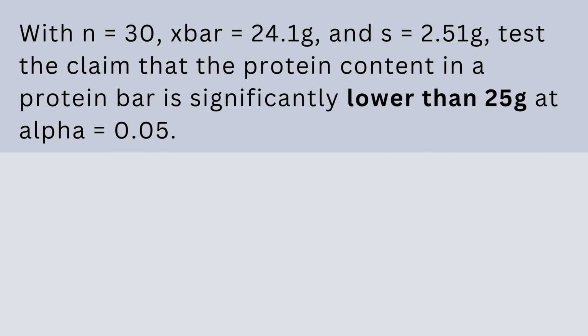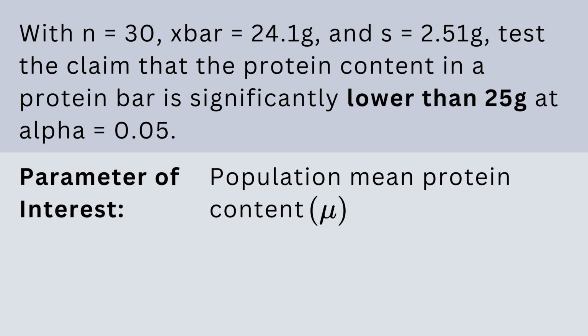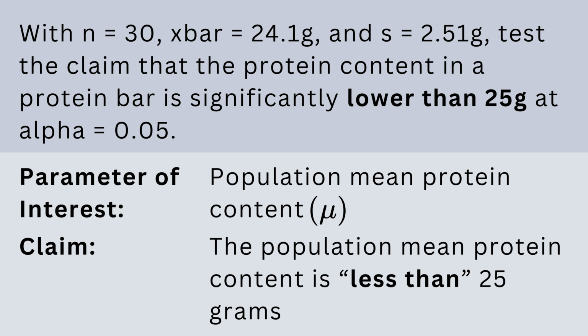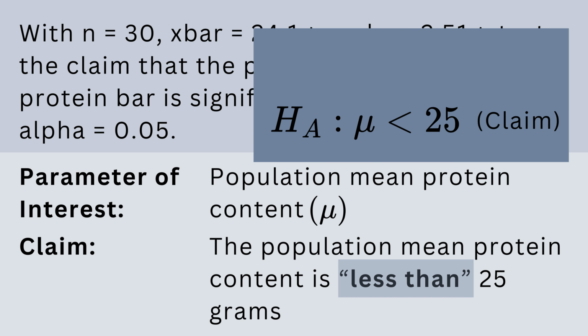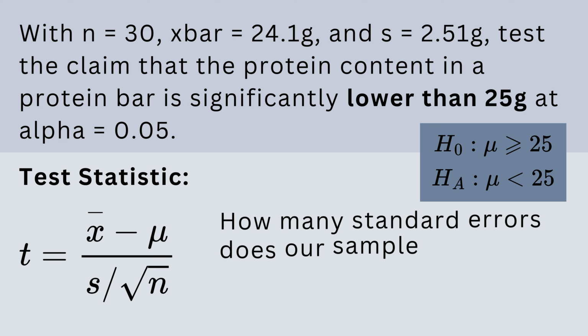Before we start, we first define our parameter of interest, that is the population mean protein content, and the claim made under the study. Our claim states that the true mean is less than 25 grams. Since the claim includes an inequality, it serves as our alternative hypothesis, and the opposite of this claim is our null hypothesis.